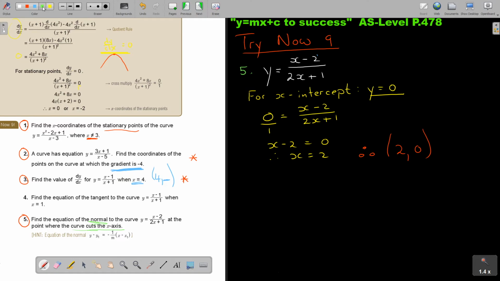Now I want to find the gradient. So now I'm going to differentiate. So now I'm going to say dy by dx. Okay, how do I always start? Rewrite the denominator.